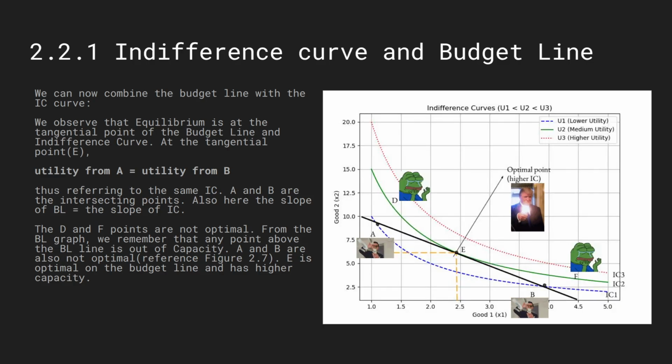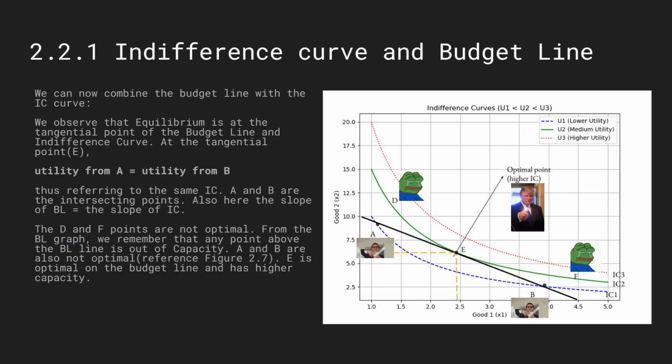Now we can combine the budget line with the IC curve. A consumer's optimal choice is where the budget line is tangent to an IC curve, and that is the point of consumer equilibrium. Here on the right side of our screen, we can see that our budget line actually touches two of the IC curves, but it is only tangent with IC2, and it is tangent at point E, and that is the optimal point, and that is the higher IC.